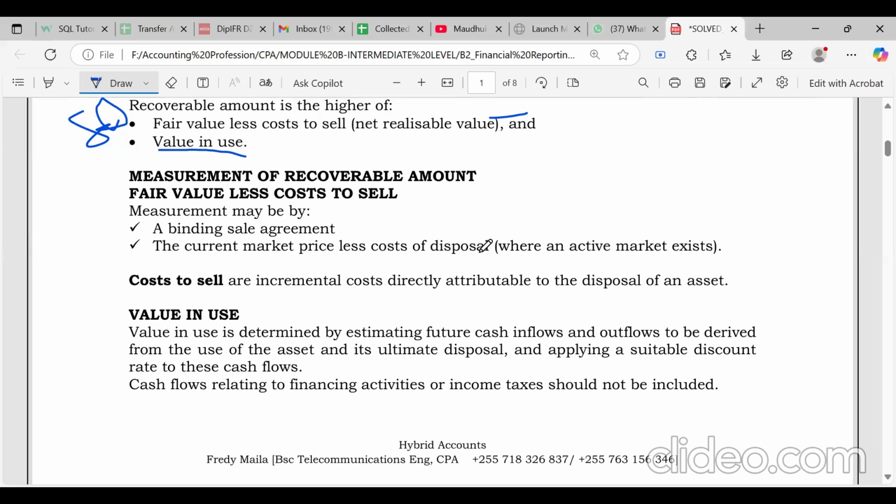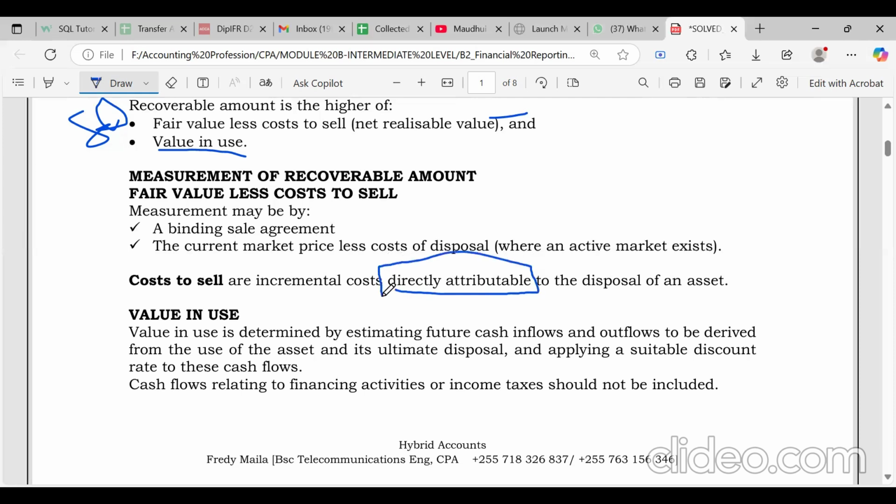So what about the cost to sell? What are the costs to sell? It's obvious. Whenever you need to sell something, you would have to make the preparations, make sure that it is in a sellable condition and actually sell it. So the costs to sell are all incremental costs directly attributable to the disposal of the asset. Maybe you need to get an agent to help you locate a buyer. Maybe you need to transport the vehicle to someone who has told you, okay, I'm going to buy, but bring it to my place. So those costs are directly attributable to the disposal of the asset.